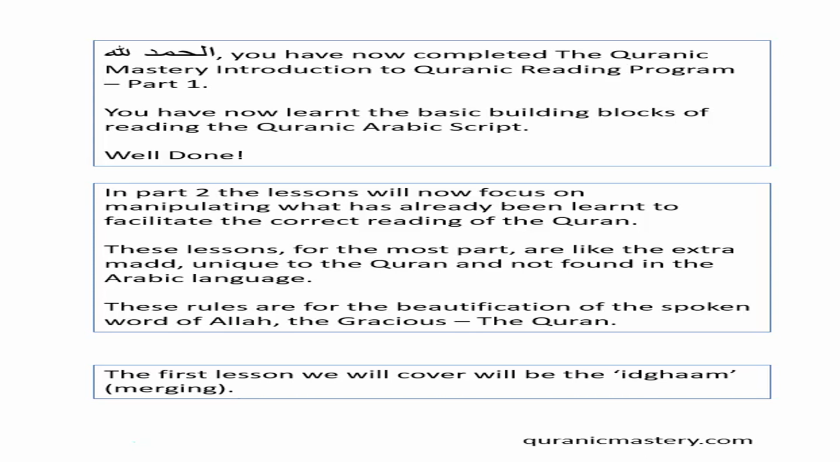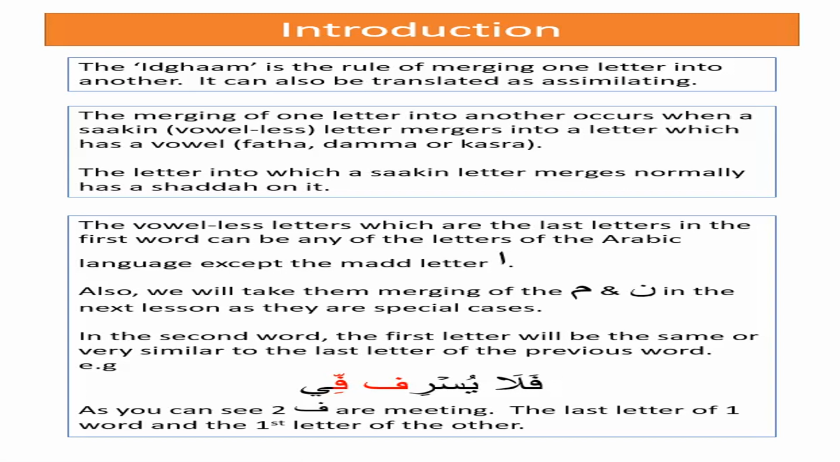So in the first lesson, we will cover the Idghaam, and the Idghaam means the merging or assimilation. So, introduction to Idghaam. The Idghaam is the rule of merging one letter into another, or in this case, one word into another. It can also be translated as assimilating. The merging of one letter into another occurs when a sakin, a vowel-less letter, merges into a letter which has a vowel, a fatha, dhamma, kasra. The letter into which the sakin letter merges normally has a shadda on it. Okay? So, and it will become clearer with the examples, inshallah.